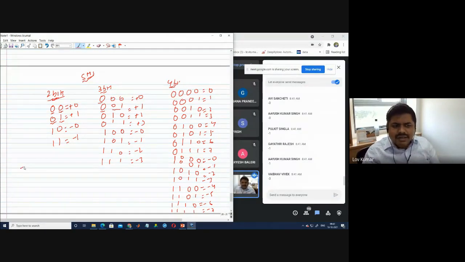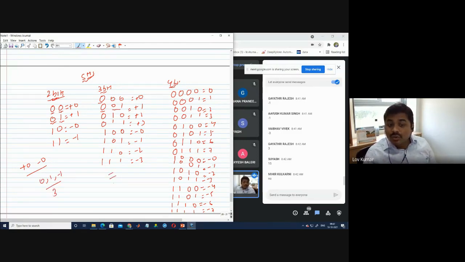Can we say there is any difference between plus 0 and minus 0? No, there is no difference between plus 0 and minus 0. So here, what is the total number of distinct numbers we are writing? 0, 1 and minus 1. What is the total? 3.